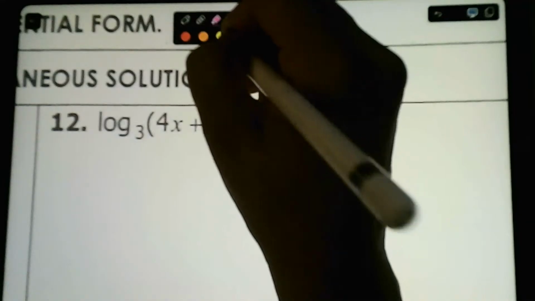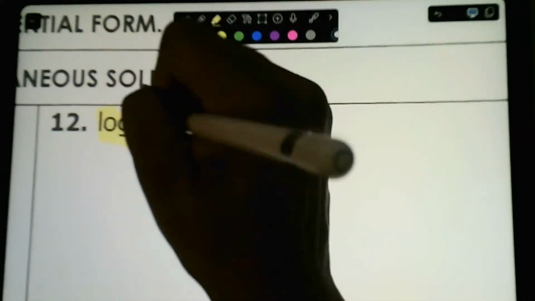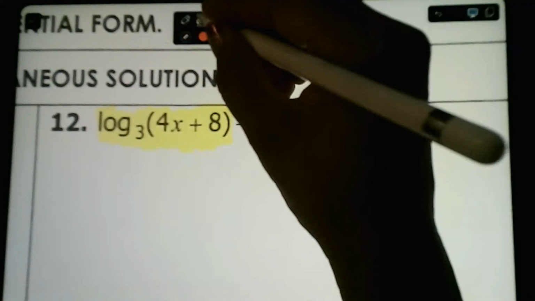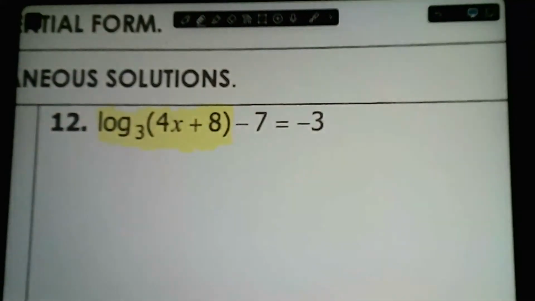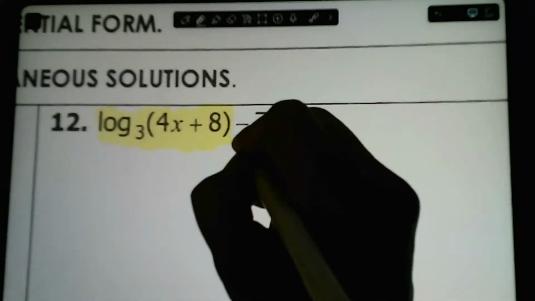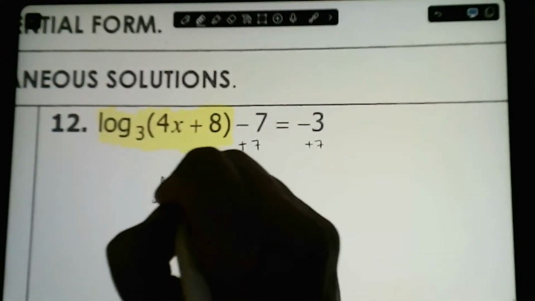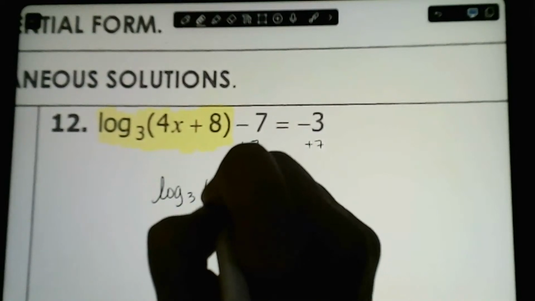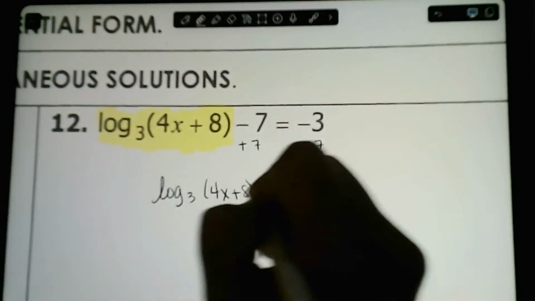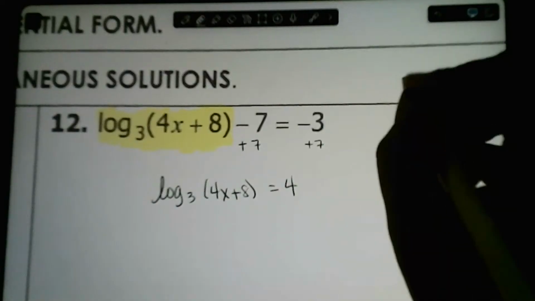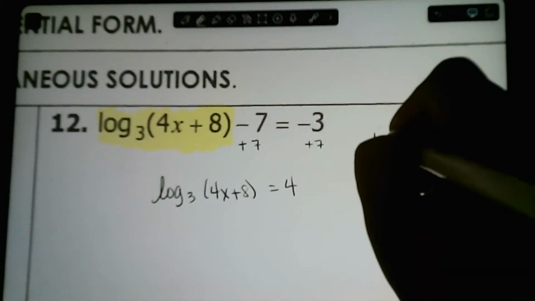So I see a logarithm. It's right here, and here's the stuff that it's being taken the logarithm of. Those parentheses tell me where that logarithm starts and stops. It stops after the 8. So I want to get this 7 off to the other side. I'm going to add it to both sides. And now I can swap it to exponential form.